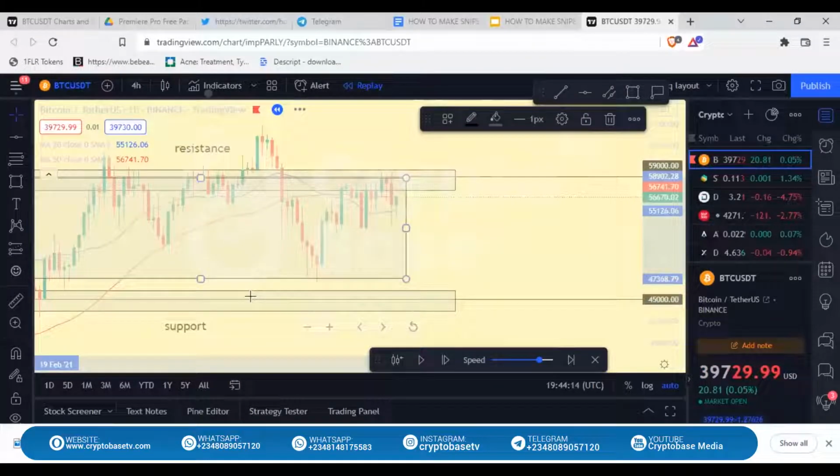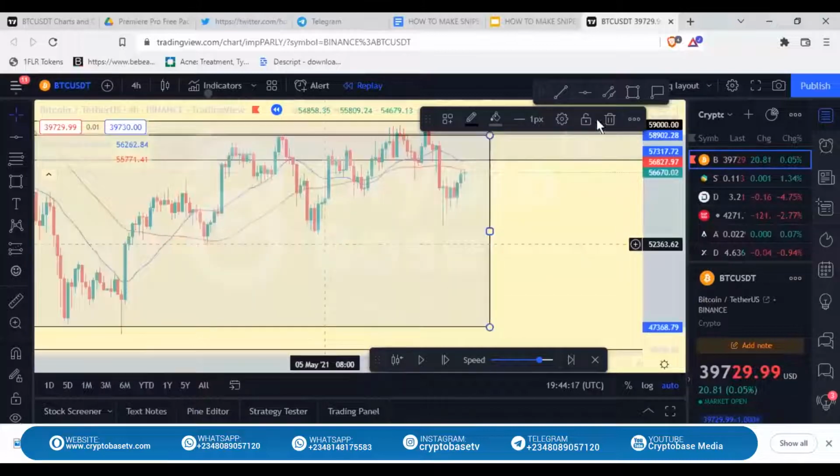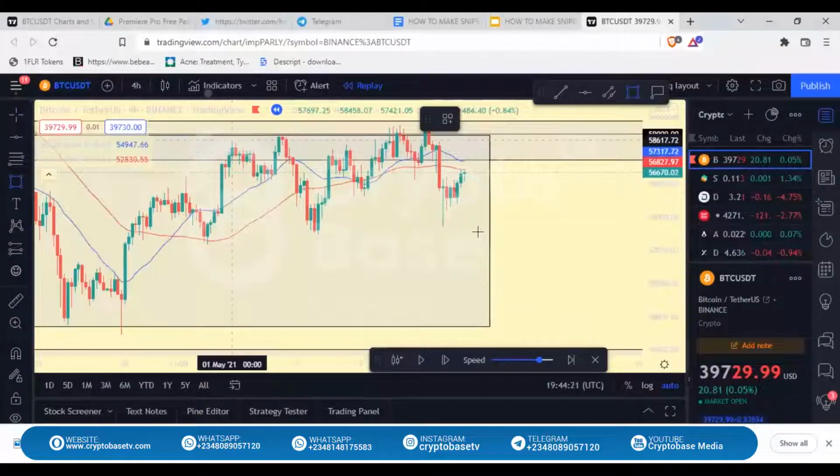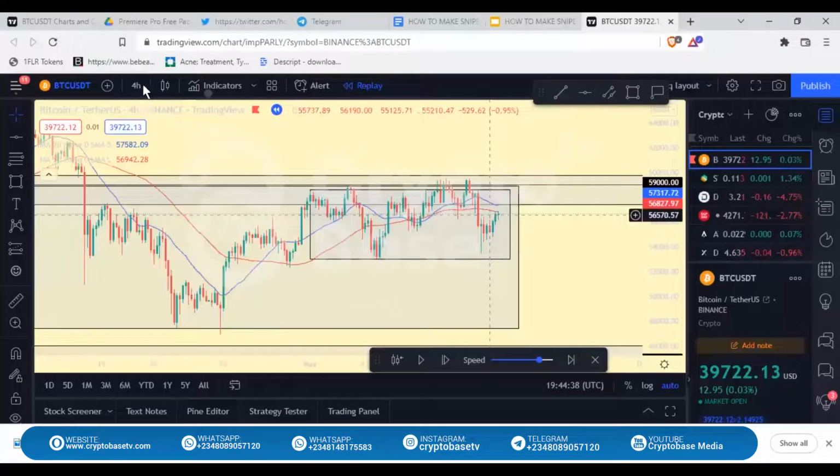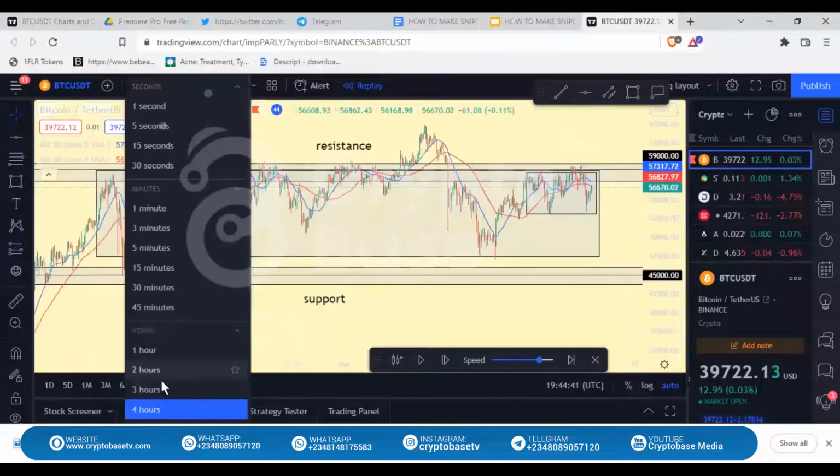Okay, great. Let me just do another work of drawing that right now. Great. So after we've done that, we've identified our consolidation at key resistance. This is like the key resistance. Okay, back to 1 day time frame.